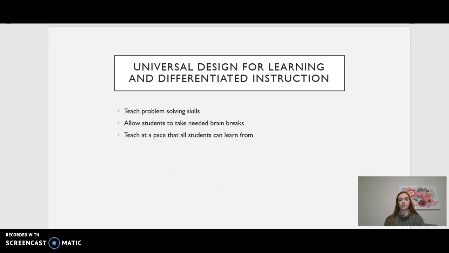Some UDLs and differentiated instruction for this one would be to teach problem-solving skills so that they can become better at those executive functions like problem solving. Also, allow them to take brain breaks so that they are not overstimulating their brain and they have time to refresh it.